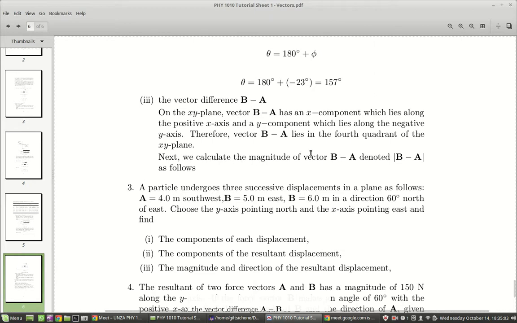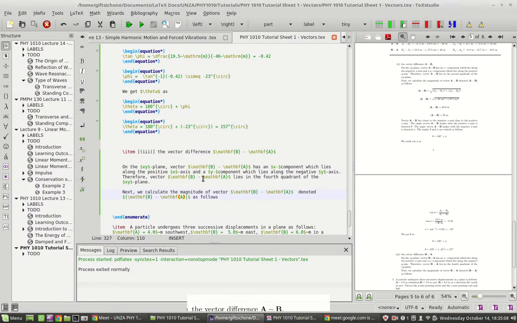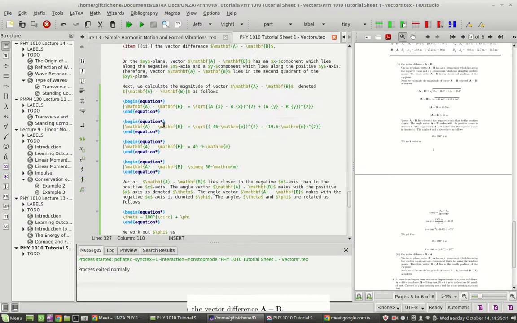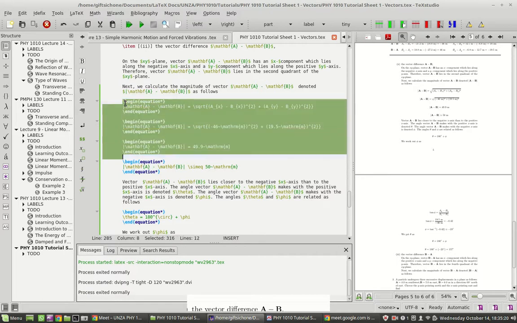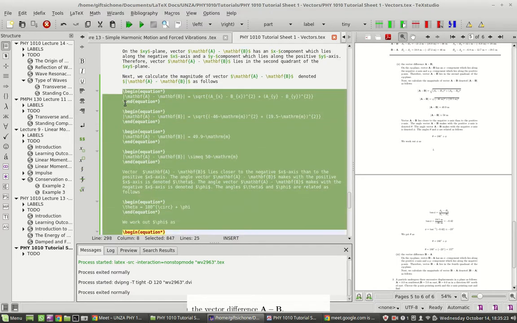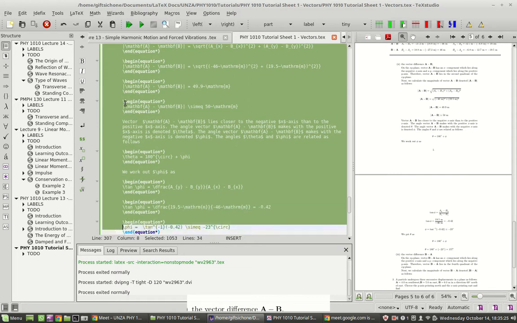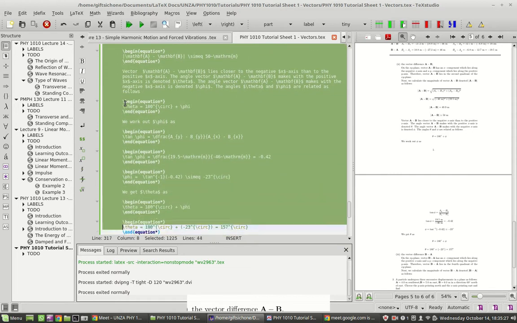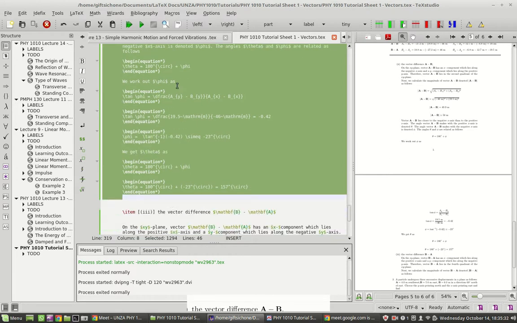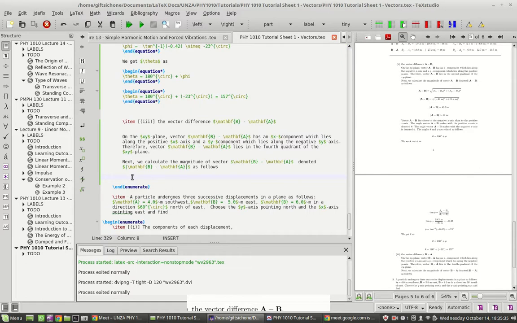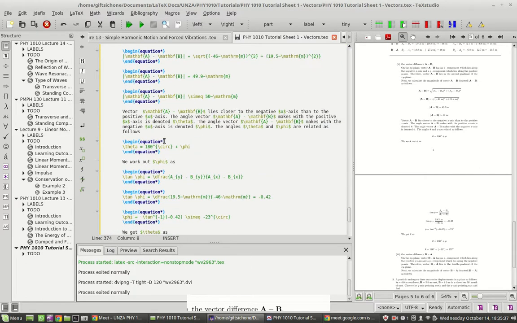Next, we calculate the magnitude of vector b minus a, as follows. Again, similar steps. This is something you should be able to carry out even without studying. This process of adding vectors is something you should be able to do intuitively. Just by following the same steps, you should be able to work out any vector problem.